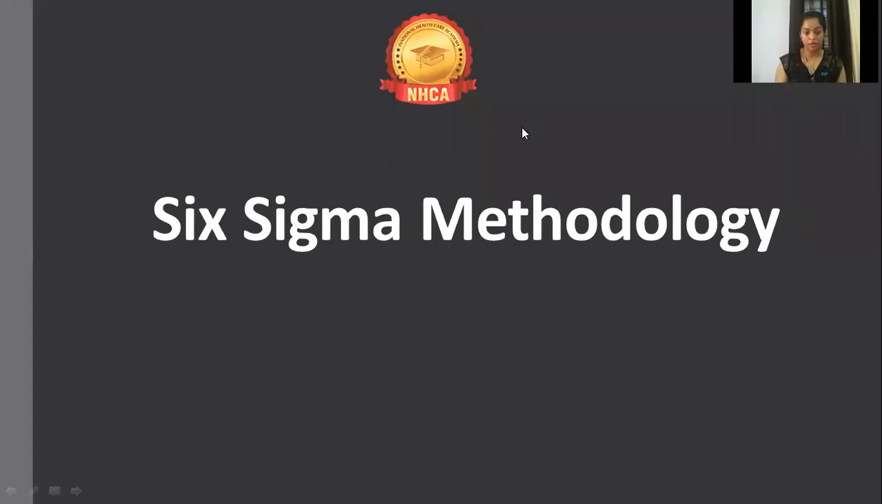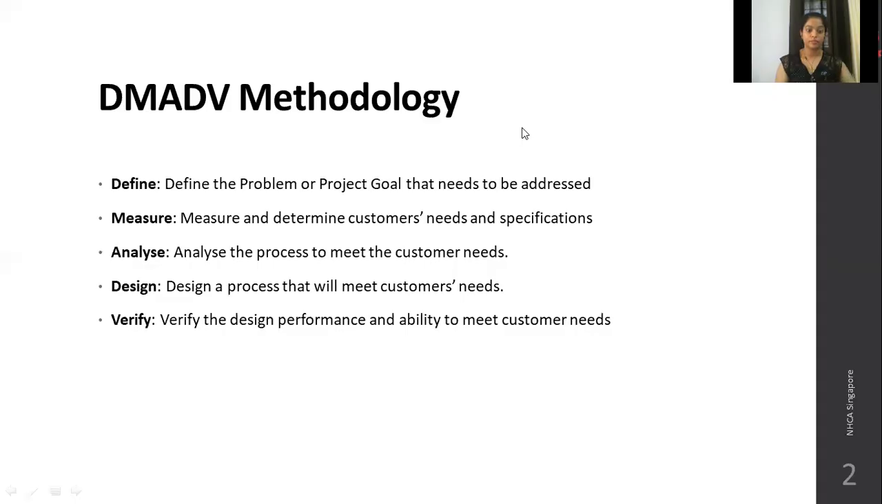Six Sigma methodology. So the main methodology in Six Sigma, there are certain different methodologies which are used in Six Sigma. For example, the DMADV methodology, the DMAIC methodology, and then we have the DFSS methodology, etc.